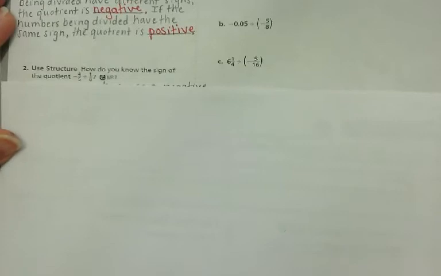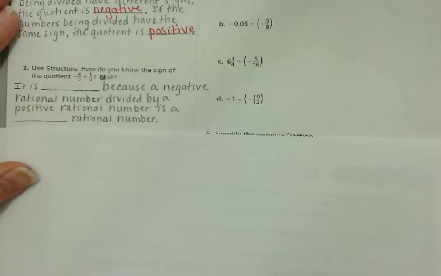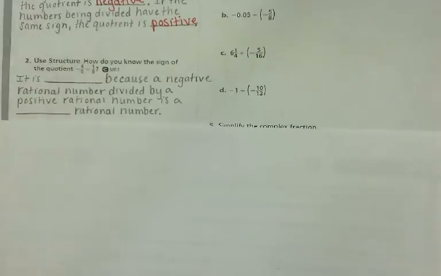Number two, how do you know the sign of the quotient negative 4/5 divided by positive 1/6? So you're going to copy that down, including the lines, and then you're going to fill in the missing words. So the missing words would be either positive or negative.